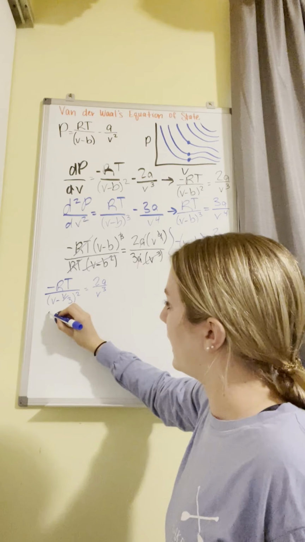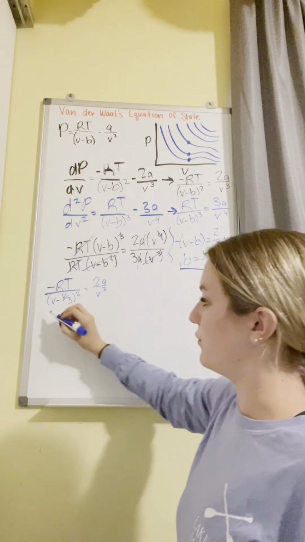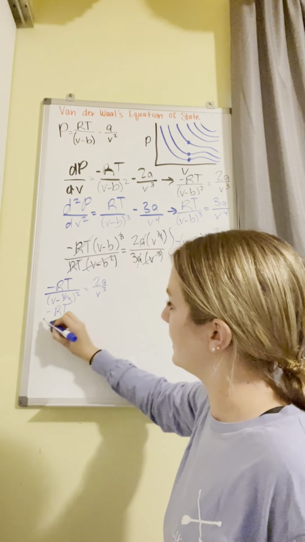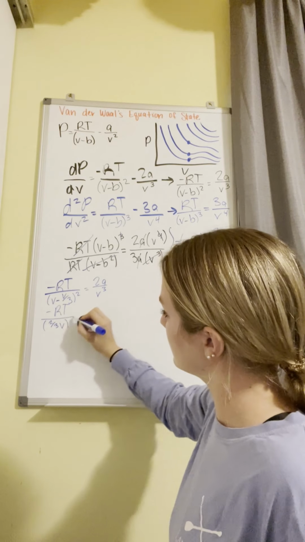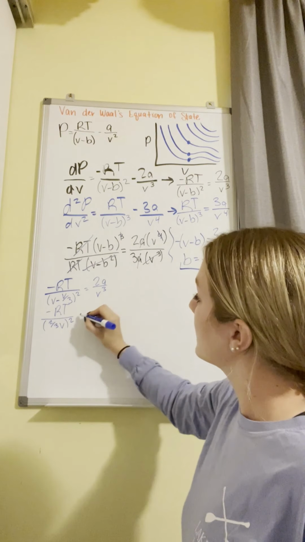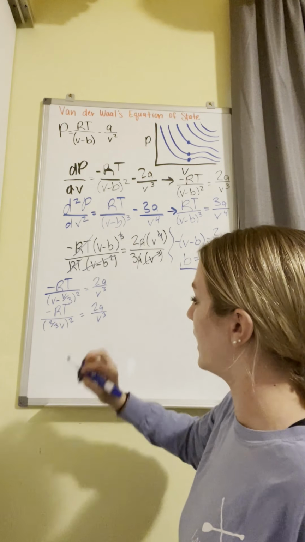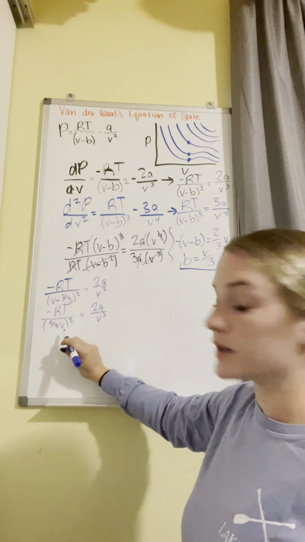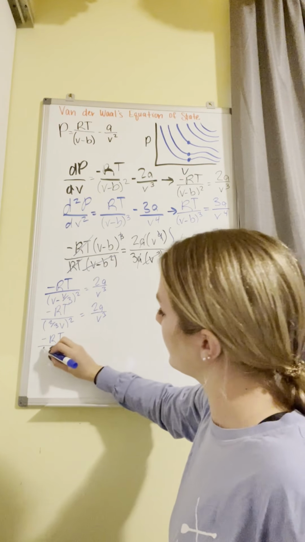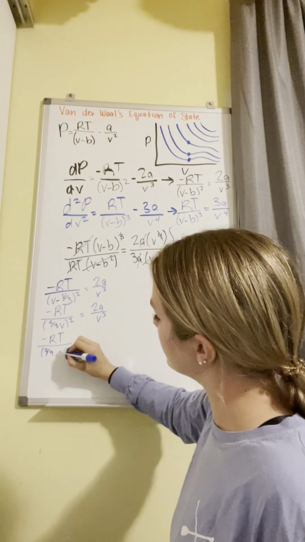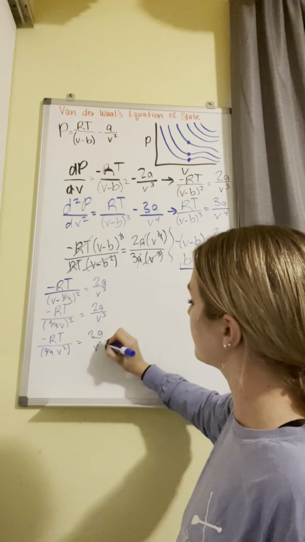So now we have 1V minus 1/3 V, so we can rewrite that as negative RT over 2/3 V, all squared. And then we will have 2a over V cubed still on this side. So now let's square this parentheses. So we're going to have negative RT over 4/9 V squared. And this is still equal to the same thing.